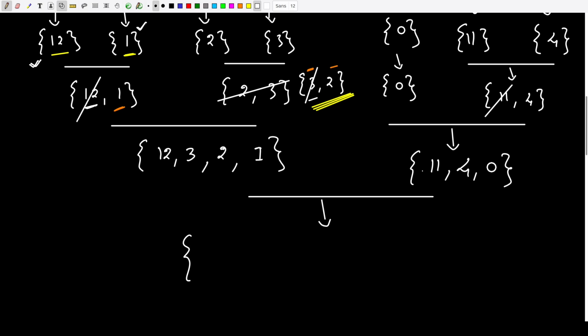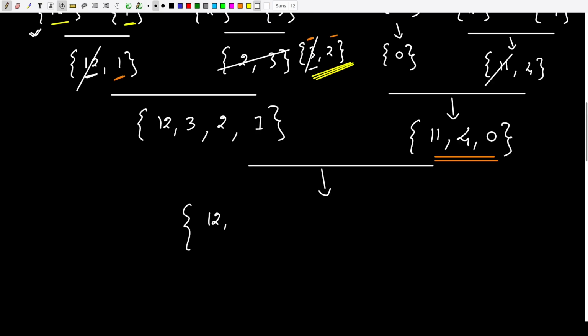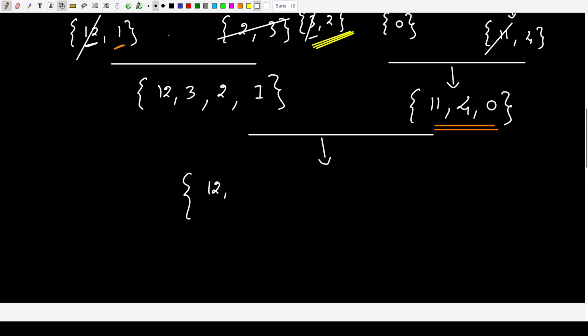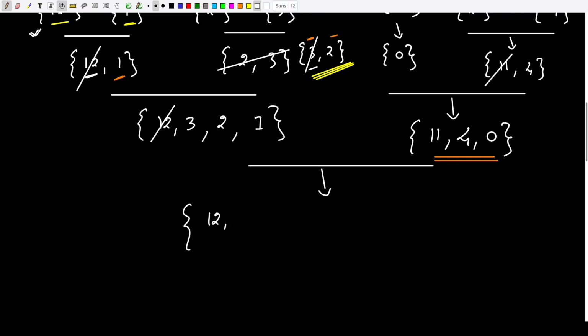So 12 is greater than 11. So 12 will come first, and we will see by how many numbers 12 is greater. The number of elements by which 12 is greater is these three elements. So this value will be increased by 3, and this becomes equal to 6. Now let us proceed forward. So 12 we have operated on.